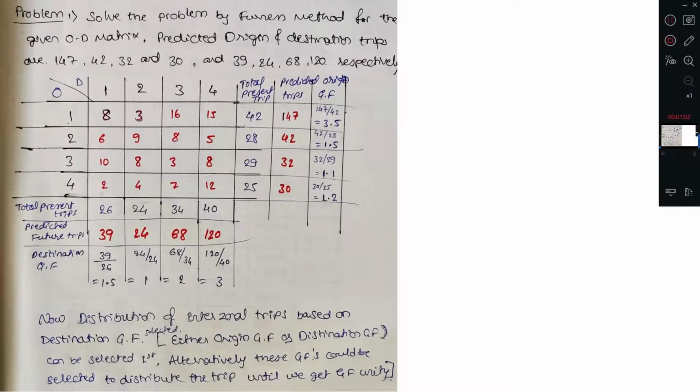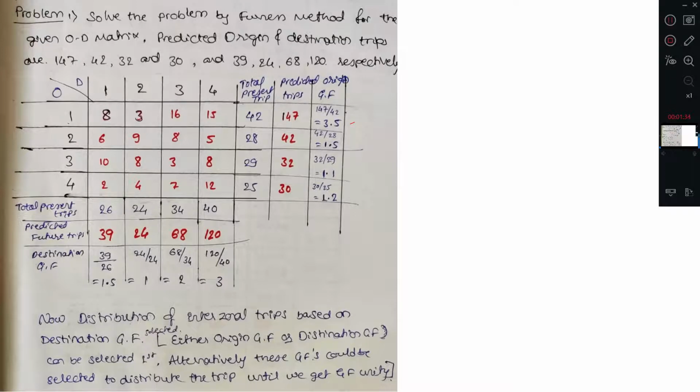So here we'll see one example. As such, unlike the Frater method, there is no separate formula, but here we'll be using the growth factor values, the individual zone growth factor values, to calculate the further trip distribution among the various zones, right?